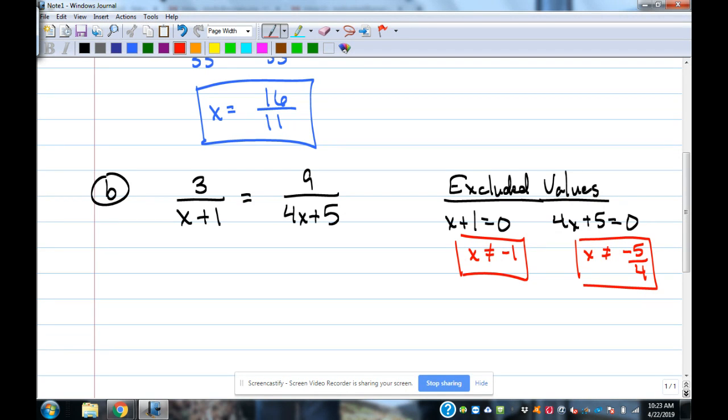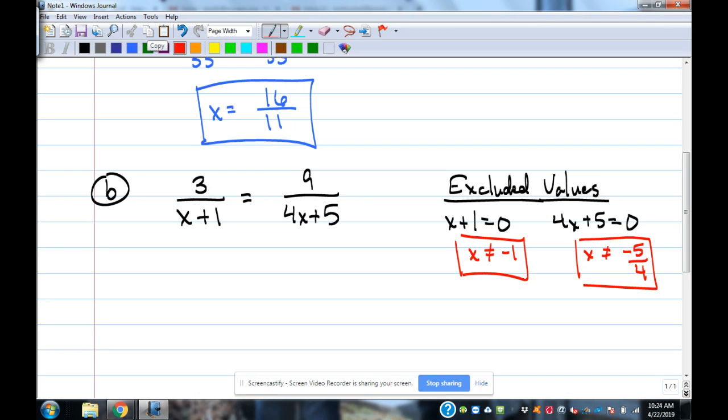It cannot be an answer, because if I plug in -1 on this one, I get -1 plus 1 is 0, and the only number in the world I can't divide by is 0. So that is the reason -1 is an excluded value. The excluded value for this one is -5/4. So if I plug that in here, I'm going to get 0 in the denominator, and I cannot divide by 0. So that's where the excluded values come in. You've got variables in the denominators, that's what's going to happen.